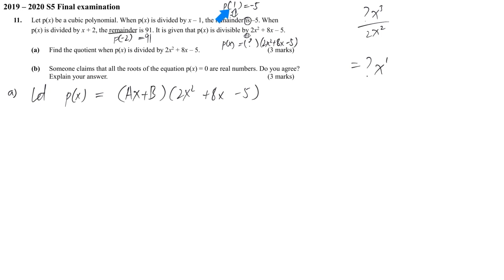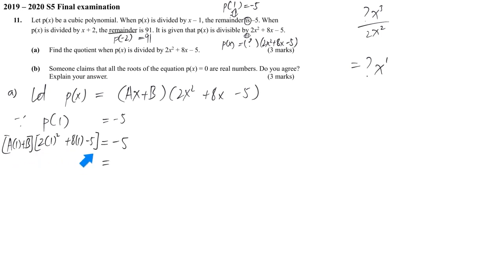And with the help of these 2 equations, we can build 2 equations with a and b, then we can solve them. To use the first sentence, since we know that p(1) should equal negative 5, we apply the function that we built up, and replace every x by 1. Therefore, we have (a times 1 plus b), the second factor, (2 times 1 squared plus 8 times 1 minus 5), is equal to negative 5.